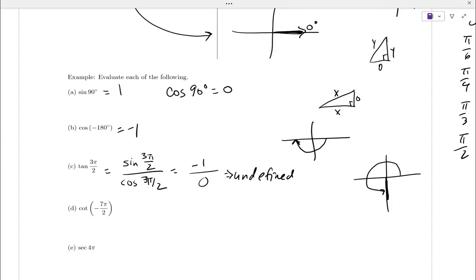Do the same thing for cotangent here. And this one's going to require even less work. How do we define cosine or cotangent again? It's cosine over sine.